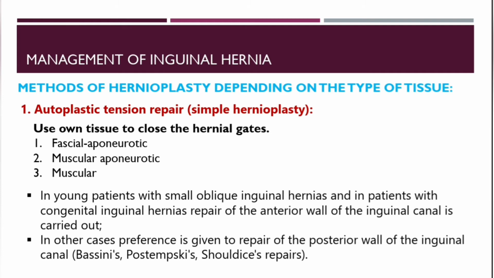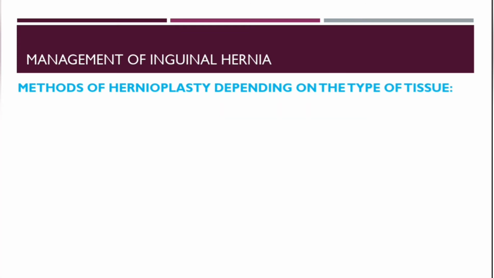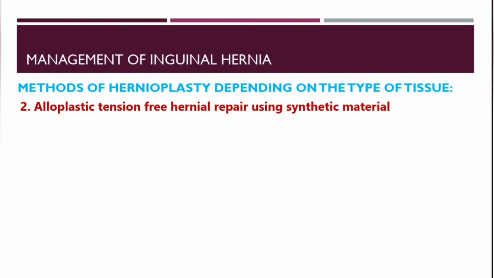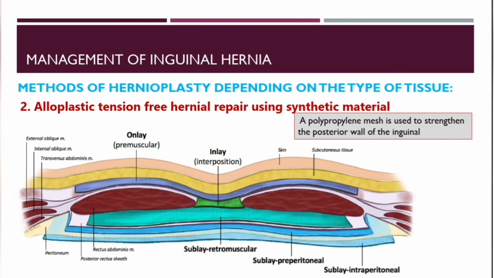In other cases, preference is given to repair of the posterior wall of the inguinal canal, right? This will be Bassini, Postempski, Shouldice repair, right? The second method is called alloplastic tension-free hernial repair. This uses synthetic material, right? The most commonly used is a polypropylene mesh. Depending on the position where you put this mesh, there is onlay, inlay, and sublay, right?